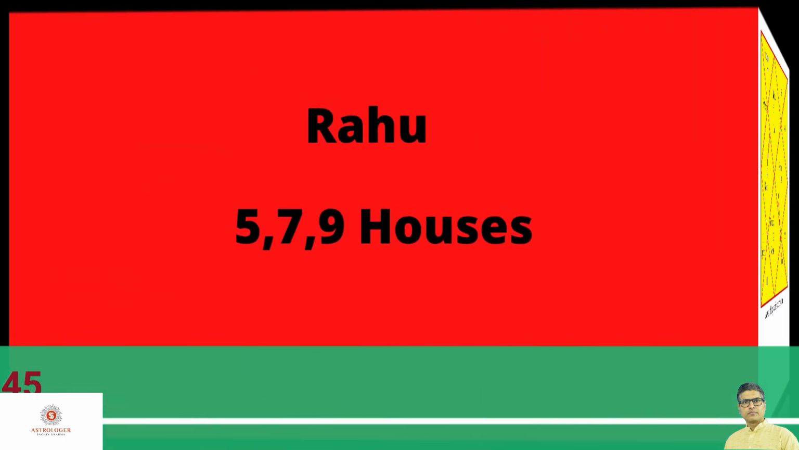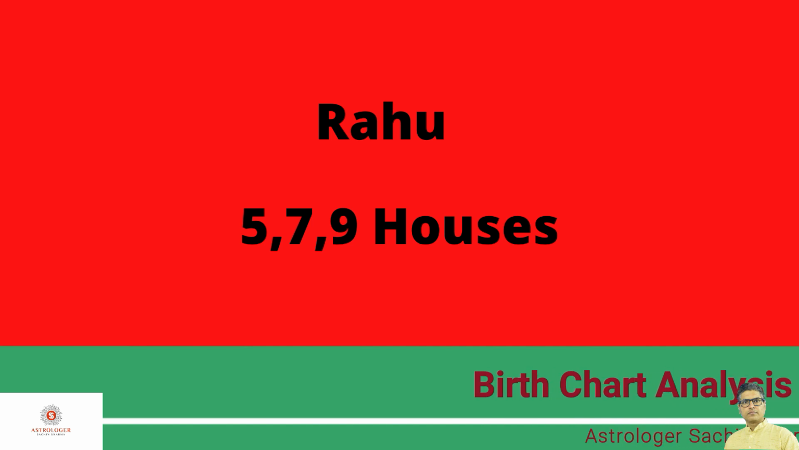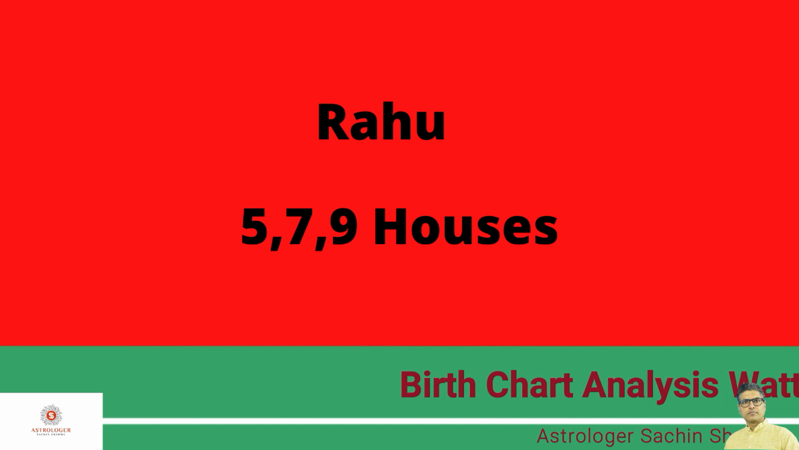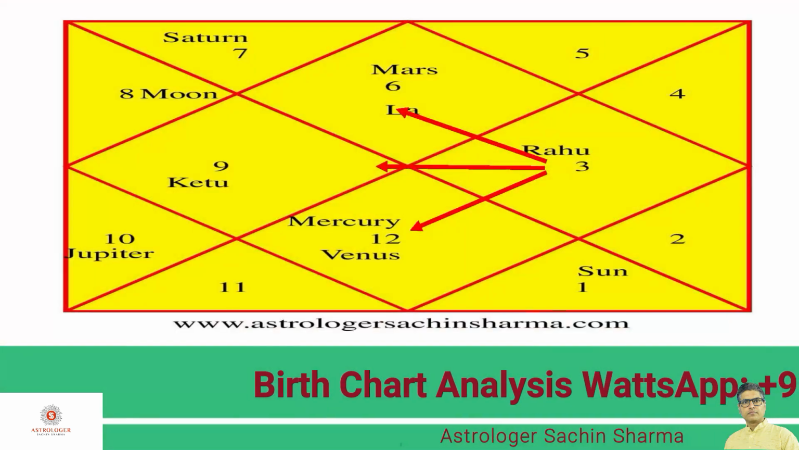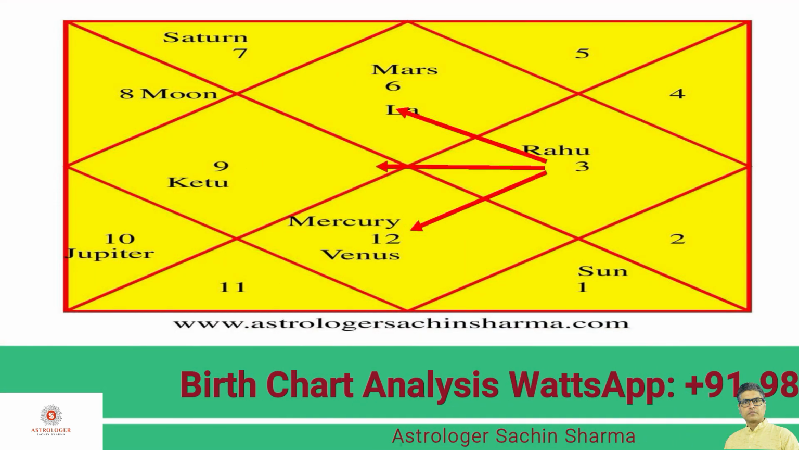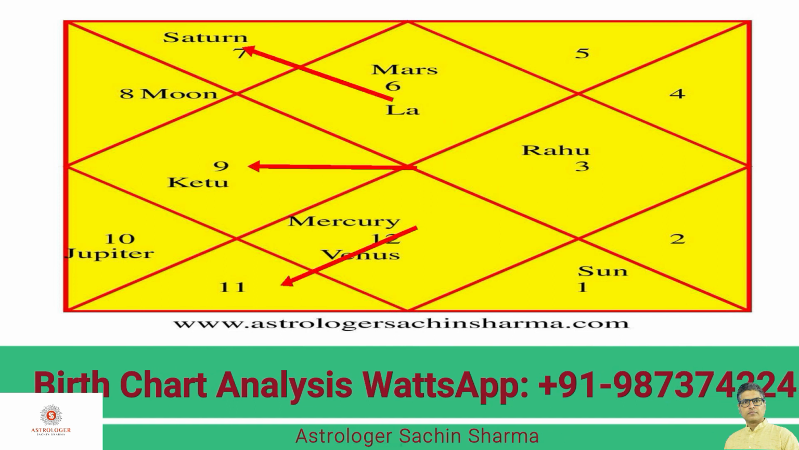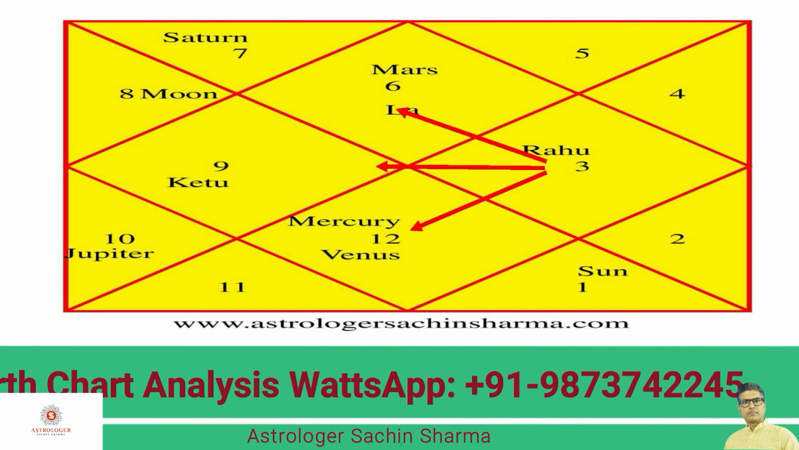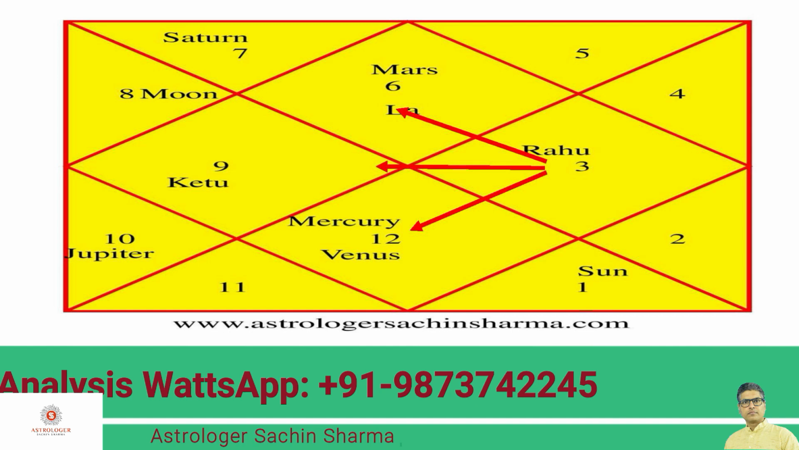Now let's discuss the Rahu aspect. Rahu will aspect the 5th house from where it is placed. It will aspect the 7th house from where it is placed, and it will also aspect the 9th house from where it is placed. So let's understand this practically as well. In this birth chart, Rahu is placed in the 10th house. Then Rahu will aspect the 2nd house, the 4th house and the 6th house of the birth chart, as you can see here with the help of these arrows.